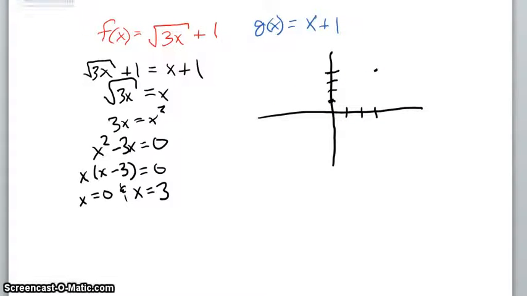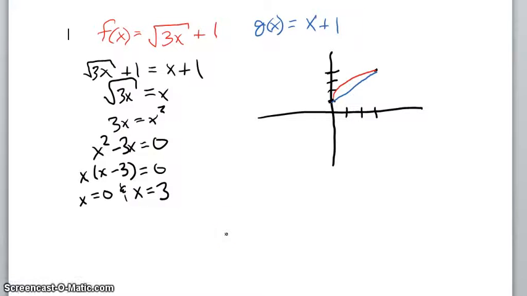And I'll draw g of x first since it's an easier function to graph. It's just a linear line. So we have a straight line. And then f of x starts with the square root function, so we're going to have some concavity to it, and we'll draw it in there like this. So these are the two functions that we want to find the area between.